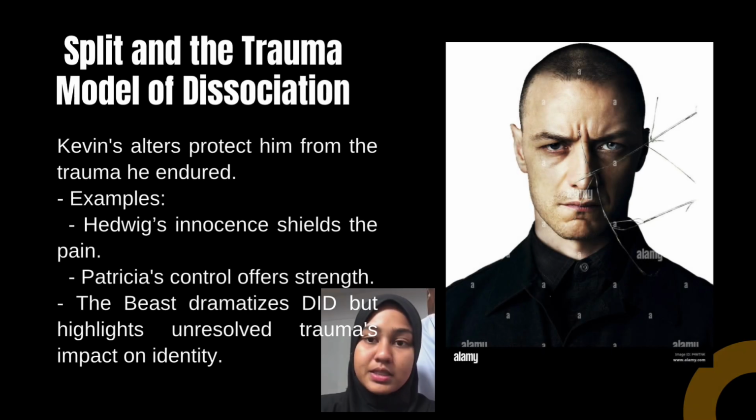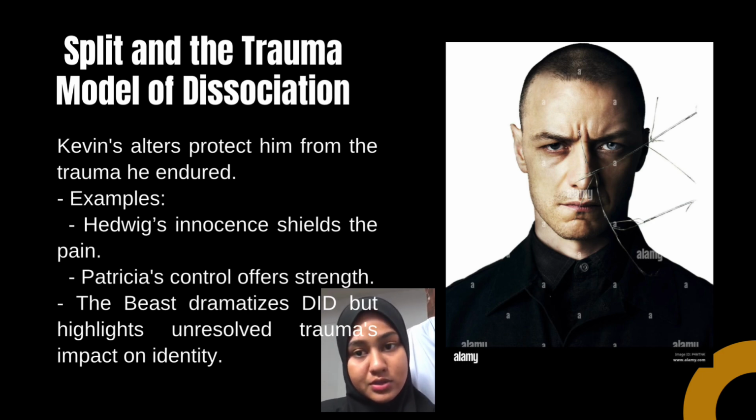The next one is Split and the trauma model of dissociation. Kevin's alters protect him from the trauma he endures. For example, Hedwig's innocence shields the pain, while Patricia controls with strength. And then the beast is a dramatic depiction of DID but highlights the impact of unresolved trauma on identity.